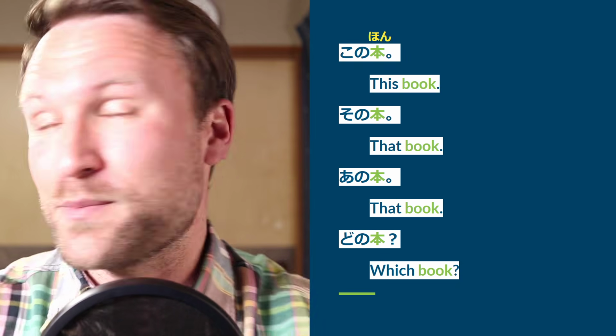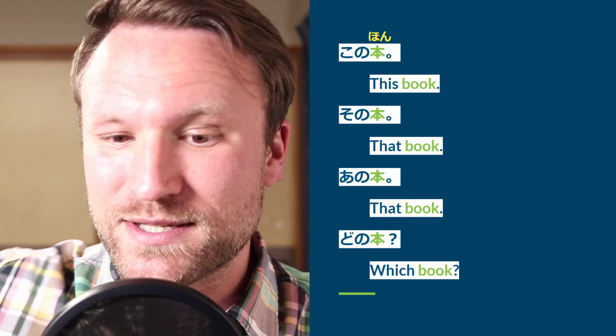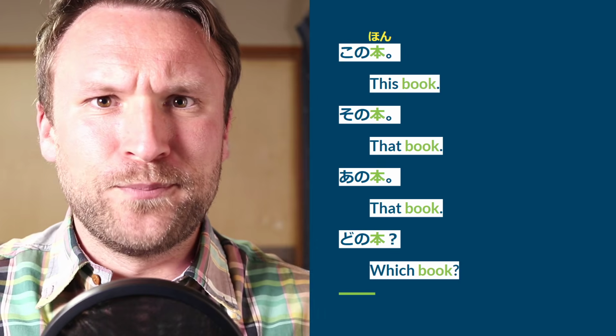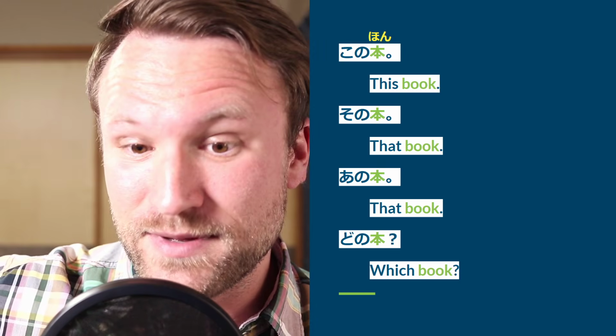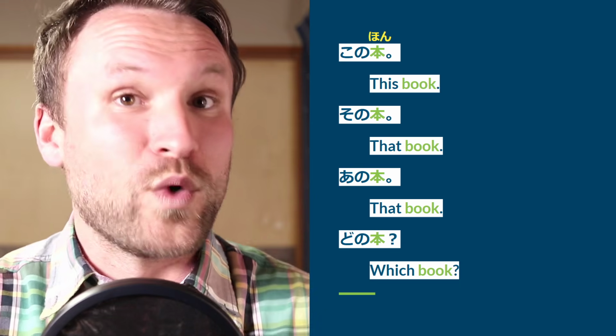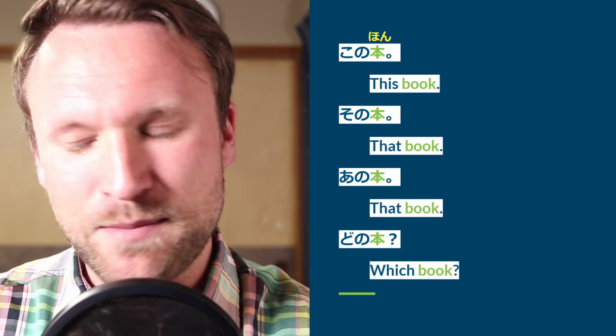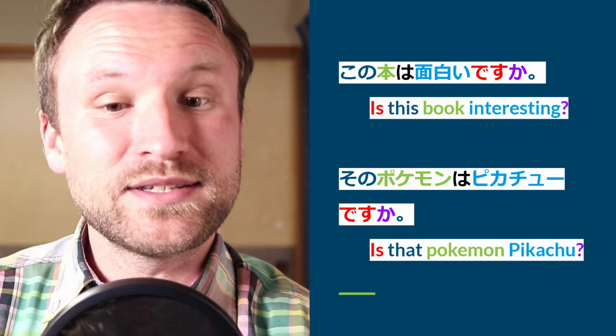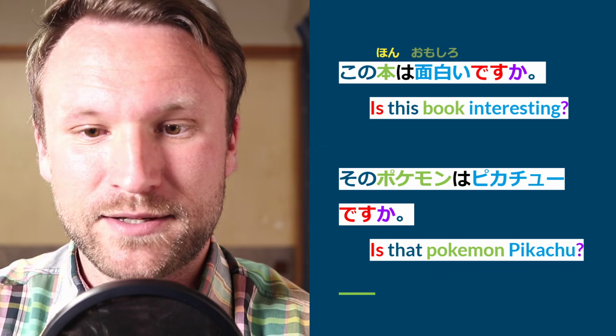Ano hon, the book way over there on the shelf that I want someone to get for me. Dono hon, so there's a bookshelf, and I want to know which book my friend wants. どの本? Which book? All right, nice and simple sentences. So let's jump into something a little bit more complicated.